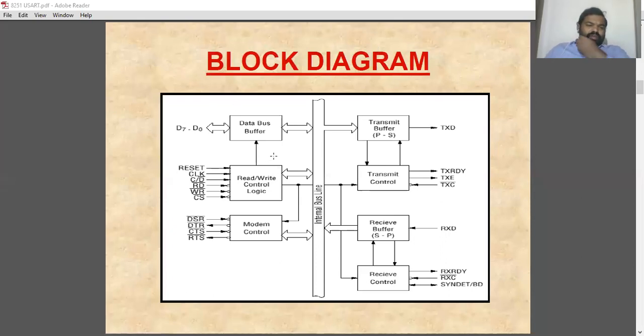Yesterday we discussed the left side contents of the pin configuration of 8251. Right.